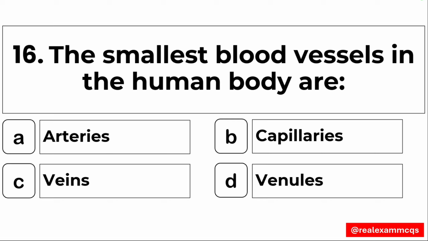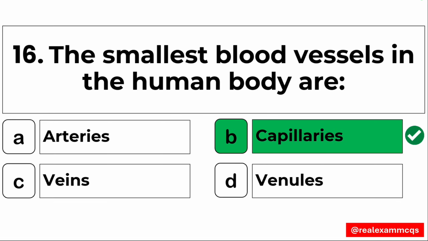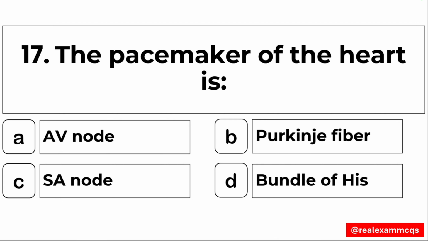16. The smallest blood vessels in the human body are? These are the capillaries. Option number B. 17. The pacemaker of the heart is? The SA node. Option number C is the right answer.